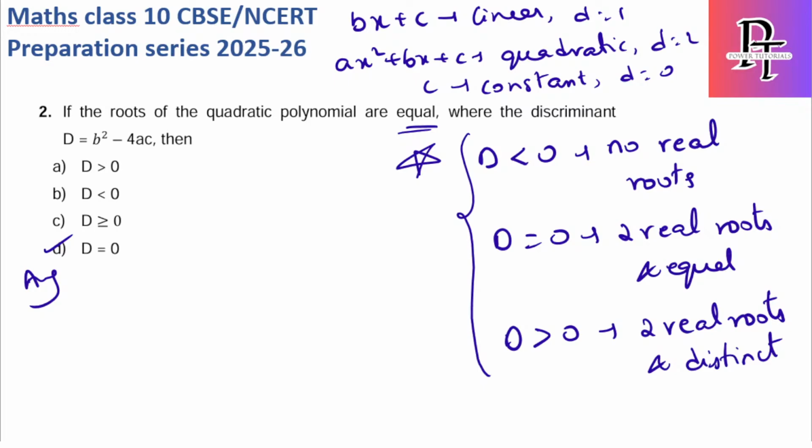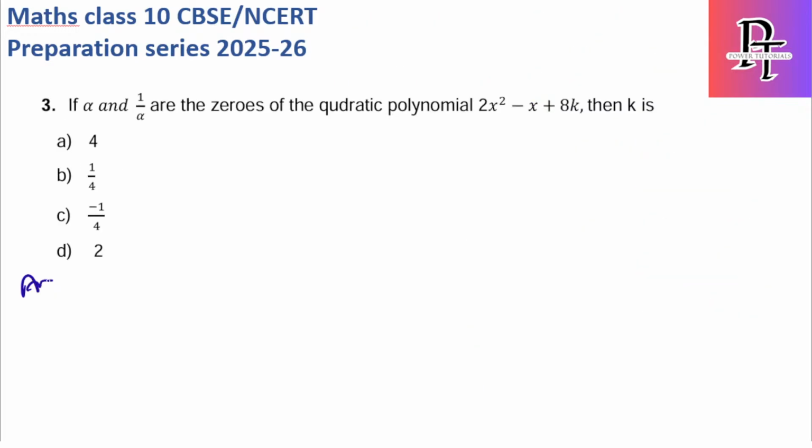So let's move to the next one. If alpha and 1 by alpha are the zeros of a quadratic polynomial, then k is equal to. Whenever you have a case like this, where one is the reciprocal of the other, then simply use the product of zeros.